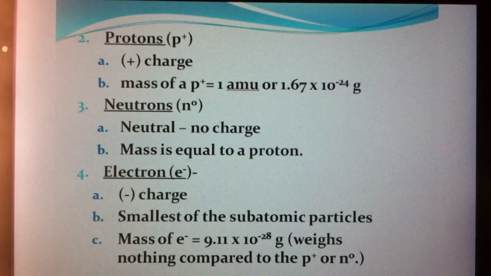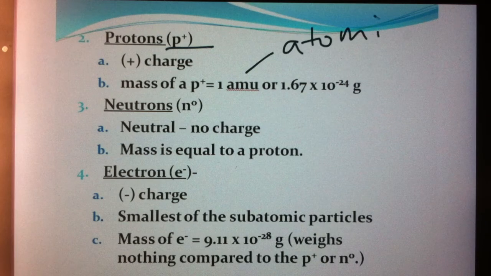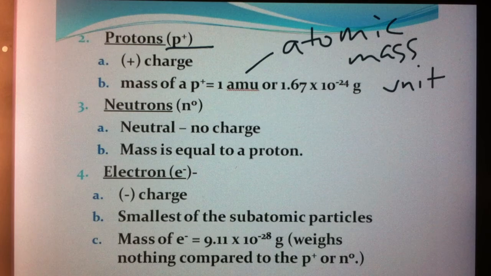So protons, you can see right here, this is the abbreviation for a proton. It's a P with a little tiny plus in the upper right-hand corner. It has a positive charge. The mass of a proton is 1 AMU. AMU means atomic mass unit. So it's 1 AMU, or 1.67 times 10 to the negative 24th gram.